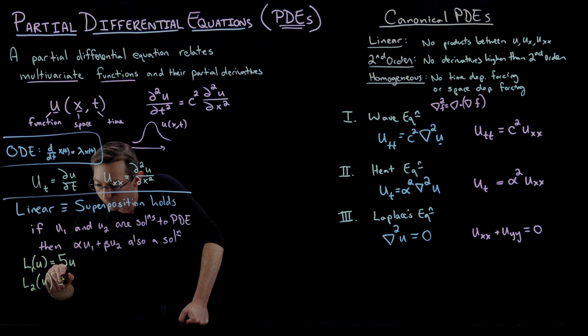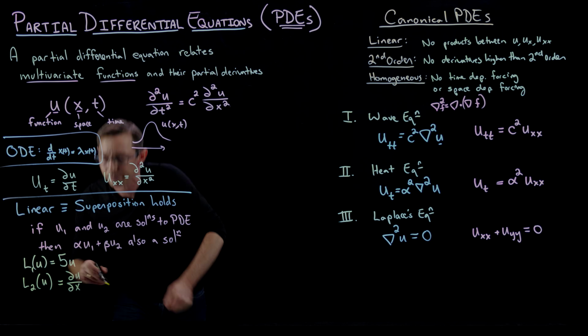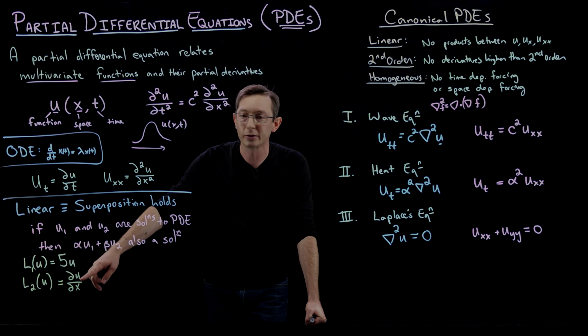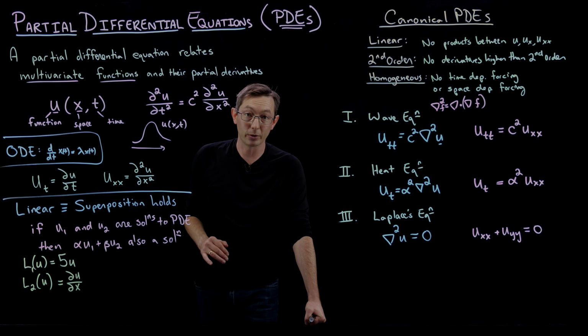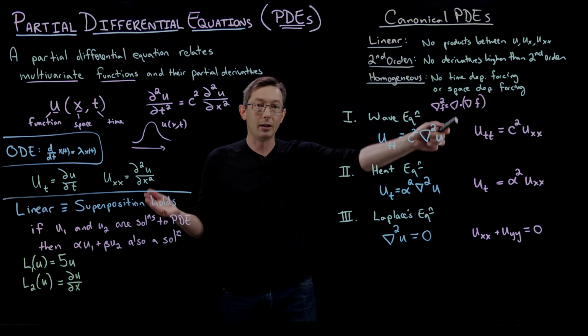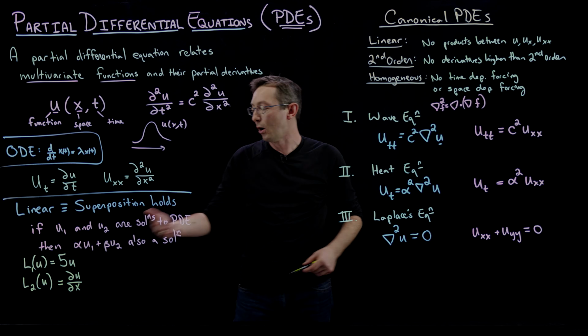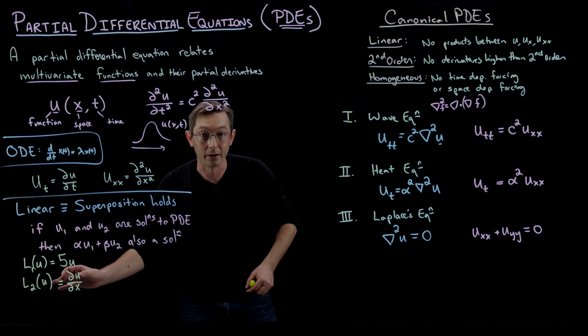Another linear operator, and this is really important, and I want you to verify this, is the partial derivative of u with respect to x. In fact, the partial derivative of u with respect to any of the variables it depends on, partial u partial t, partial u partial x, second derivative of u with respect to x, the Laplacian of u, the gradient, the divergence, all of these are linear operators.